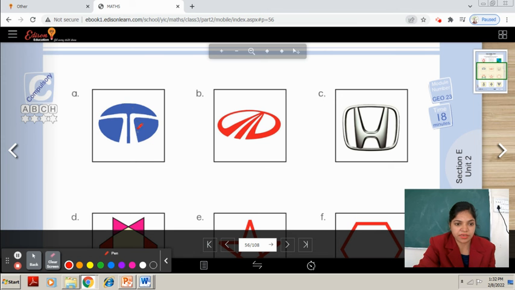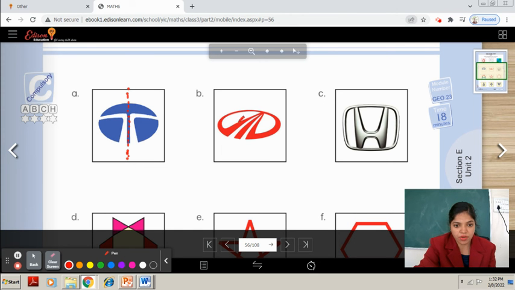you can see the figure. See, if we draw a vertical line like this, so you can see students, this line is dividing this figure into two identical halves, right? So this is a mirror line.